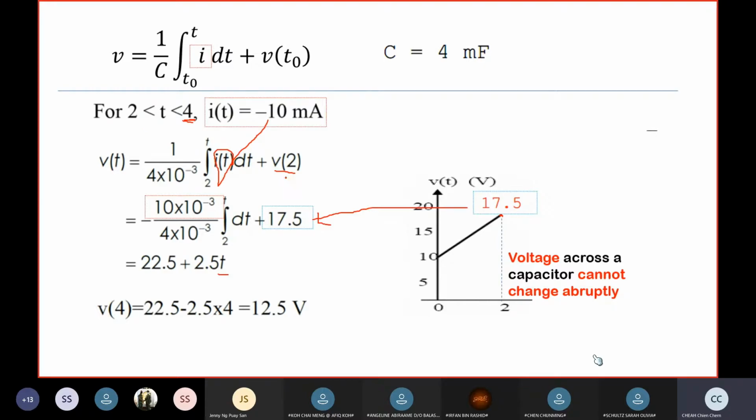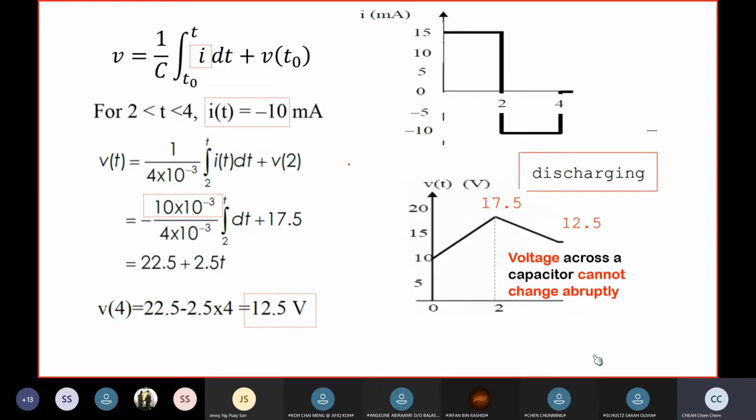Which is lesser than 17.5. Why? Because it's discharging. Negative current is discharging. So this capacitor is now discharging, and after another 2 milliseconds, the voltage dropped to 12.5 volts. So we have seen that when current is positive, it's charging up. When current is negative, it is discharging. Okay, the next part is that you have zero current.